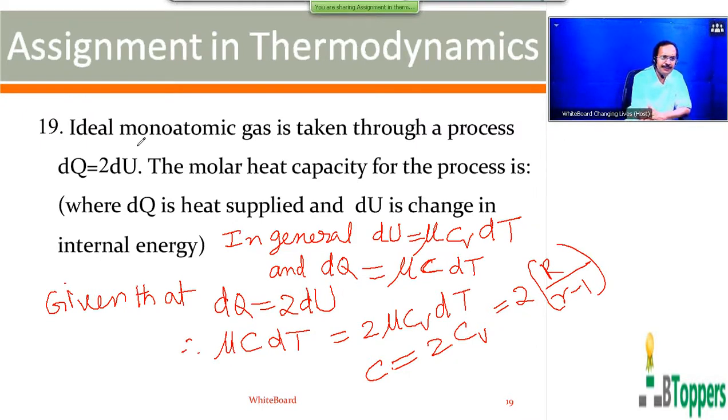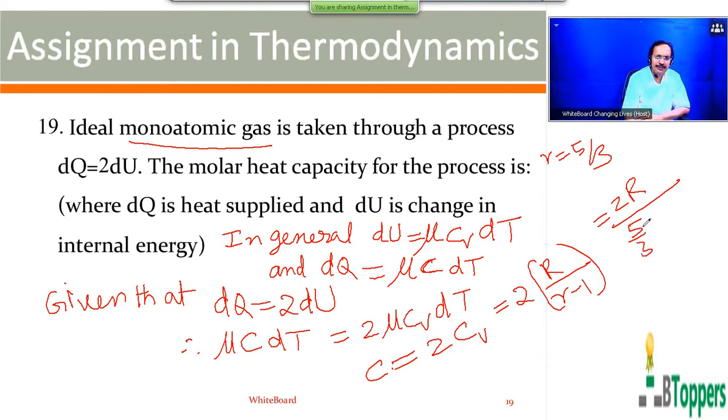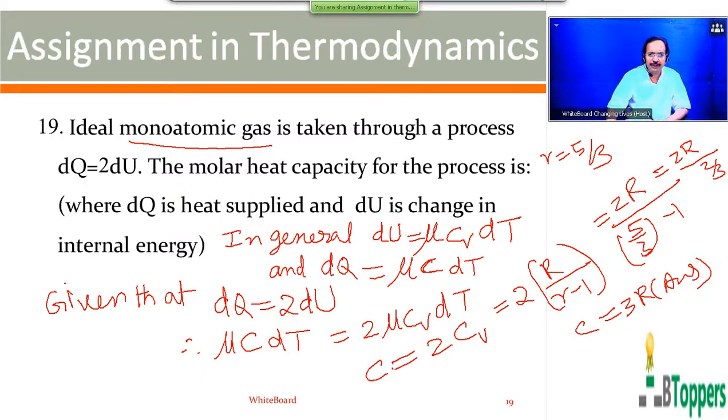And for a monatomic gas, the value of gamma is 5 by 3. So you can substitute gamma equal to 5 by 3 in the denominator on the right hand side. So you get the molar specific heat of the gas for this process as 3R. So if you want to copy the working, take a pause and copy the working.